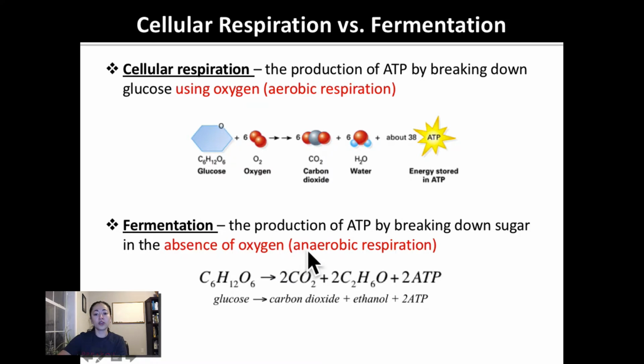When we talk about fermentation, this is the production of ATP by breaking down sugar in the absence of oxygen, also called anaerobic respiration. And in the case of ethanol fermentation, carbon dioxide would be produced as well as an alcohol called ethanol. Once again, notice there's only 2 ATP molecules produced for the 1 glucose molecule that goes into this process. Fermentation does not involve the mitochondria, and it actually occurs all in the cytoplasm of the cell.